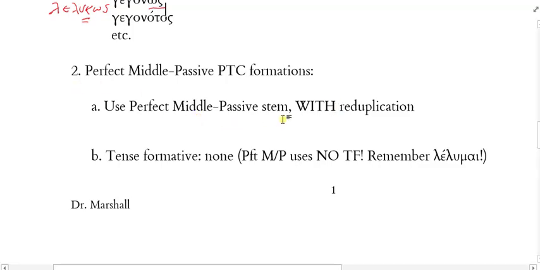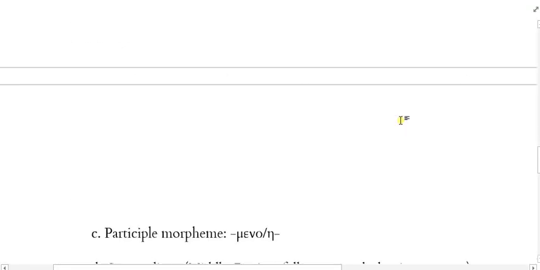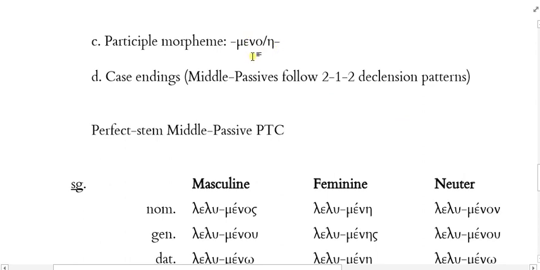We use the perfect middle passive stem with the reduplication of the stem. Which column in our principal parts is this? It's the fifth column. That's right, fifth column. All right, tense formatives are none, lelumai. Remember, that's our perfect middle passive indicative first person singular. There is no kappa, kappa alpha, or anything like that. So we don't use a tense formative. We use the meno-mene participle morphemes. And because we have omicron and eta for our stem vowels, we're following a 2-1-2 declension pattern.